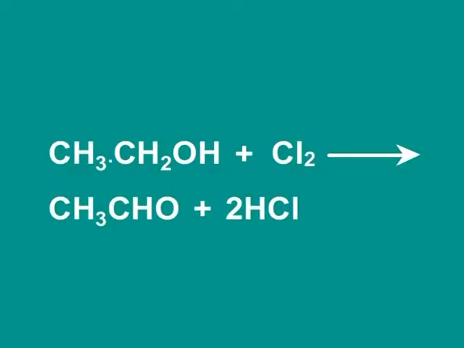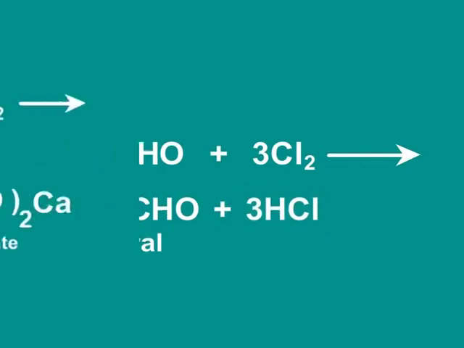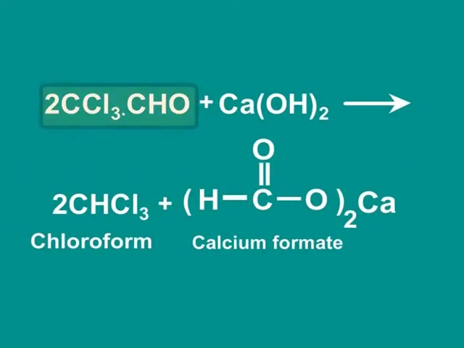In the first step, ethyl alcohol is oxidized by chlorine to acetaldehyde and hydrochloric acid. In the next step, acetaldehyde is converted to chloral, that is trichloroacetaldehyde, and hydrochloric acid. In the last step, chloral gets hydrolyzed to chloroform by calcium hydroxide. Calcium formate is also formed during the reaction.